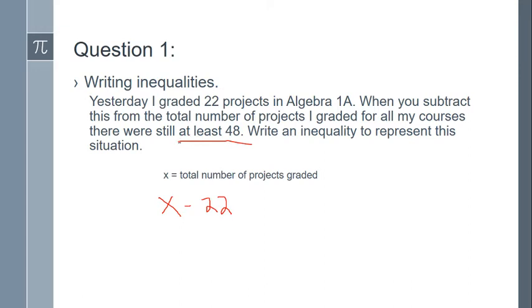All right, and this word at least means greater than or equal to. So if I say I have at least 48, I mean 48 or more. Don't let the word least trick you into thinking that there should be a less than symbol there. Think about what it means in English. At least 48 means 48 or more. So greater than or equal to 48.